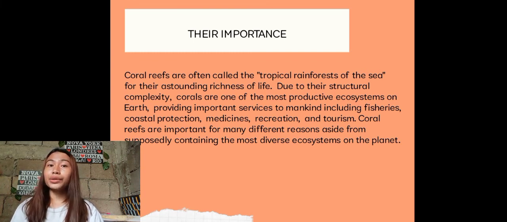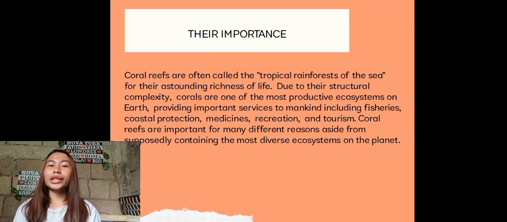Coral reefs are called the tropical rainforest of the sea. For their outstanding richness of life, due to their structural complexity, corals are one of the most productive ecosystems on Earth, providing important services to mankind including fisheries, coastal protection, medicines, recreation, and tourism.